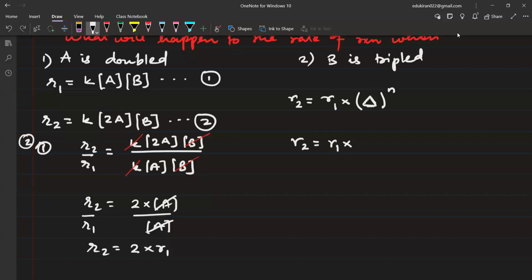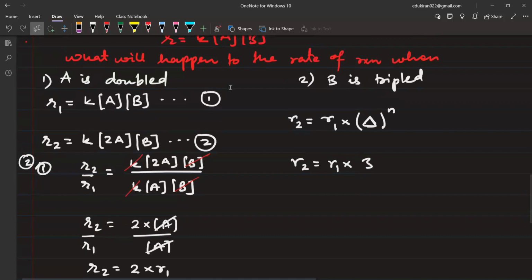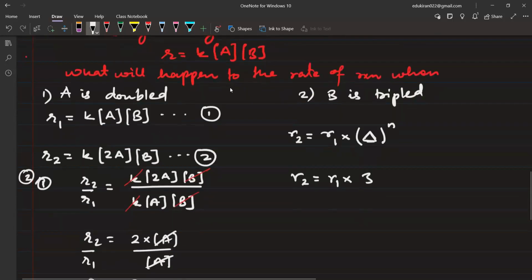Multiply what happened to B. B was double, triple, what is written, tell me? B is tripled. So what number represents tripled? 3. And what is the order of B? What is the power on B? 1, right? If there is no power, that means it's 1 power, right? So the power on B is 1, so it will be 1.